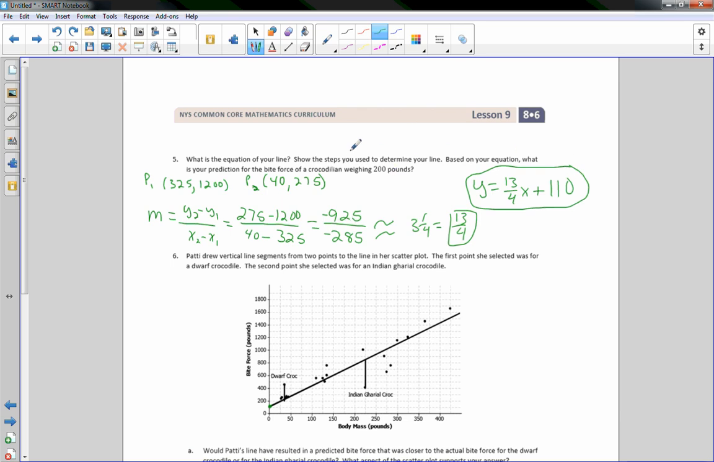And it says, based on your equation, what is your prediction of the bite force of a crocodile weighing 200 pounds? So I'd say y equals 13 over 4 times that 200 plus 110. Well, this is going to turn that into 50. So y equals 50 times 13, 650, plus 110. So my bite force is 760 pounds.